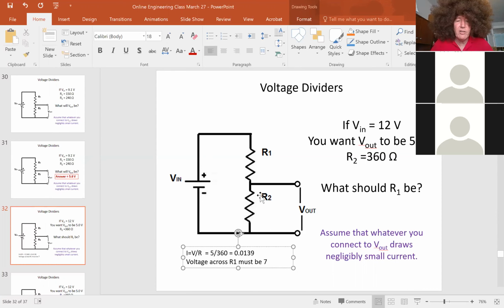Okay, good. All right, so now I know the voltage across R1 must be 7 volts. Now that I know that, I can easily find out what the resistance is for R1. So again, I'm going to need to use a little bit of algebra here.